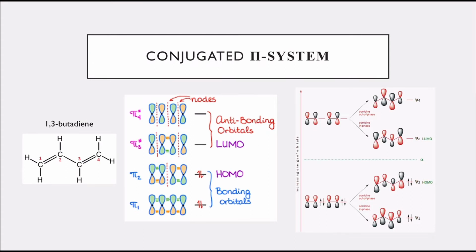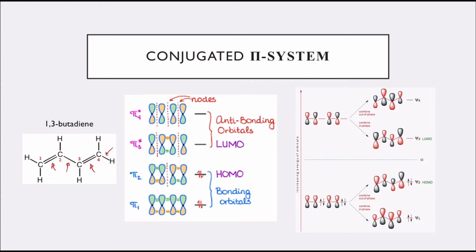Conjugation takes place when there are alternating single and double bonds, like here in this molecule, 1,3-butadiene, where we have these alternating single and double bonds. And instead of two p orbitals overlapping, we have four p orbitals overlapping. As a result, four MOs will be formed. Half of the MOs are bonding MOs, while half are anti-bonding MOs, which are of higher energy.